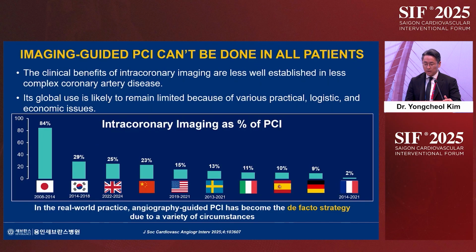Even though there are guidelines and strong evidence of the benefit of imaging guidance, the clinical benefit of intravascular imaging is less well established in less complex lesions. Furthermore, its global use is likely to remain limited because of various practical, logistic, and economic issues. So in real-world practice, angio-guided PCI has become the de facto strategy at this moment.